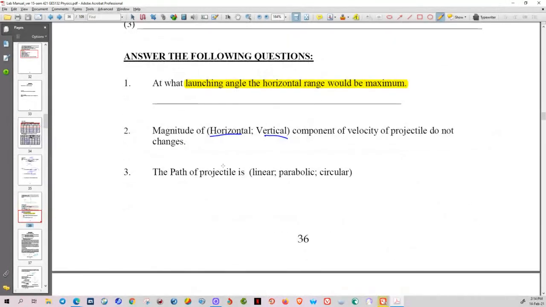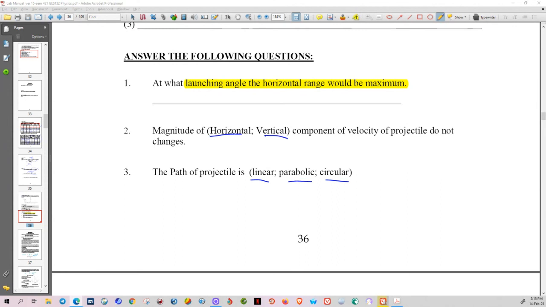What else? The path of the projectile, is it linear, parabolic, or circular? Answer these 3 questions, attach your screenshot for your projectile trajectories, and you are done with the report. I told you, this is easy peasy lemon squeezy. Any questions? Hello? Doctor, yes, go ahead.